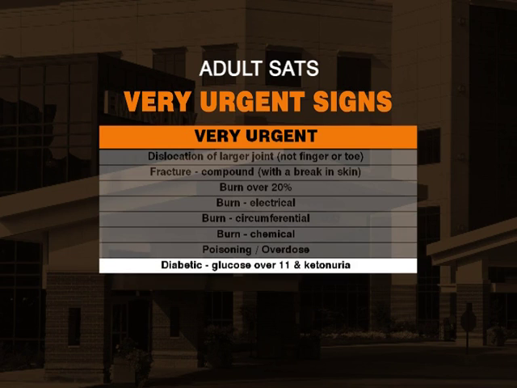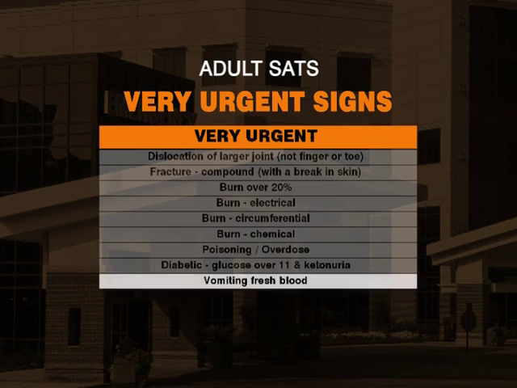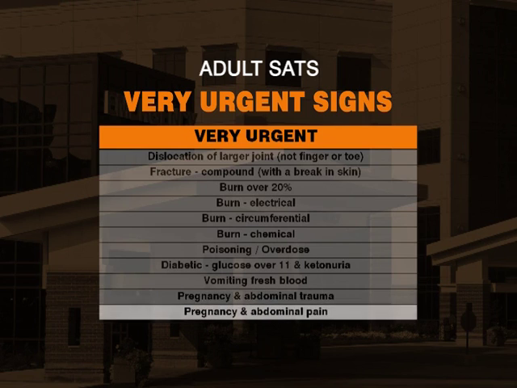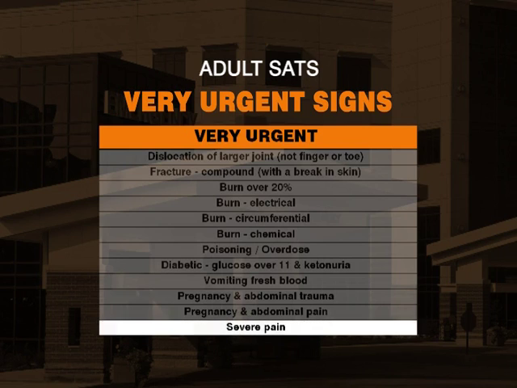Diabetic with a glucose over 11 and ketonuria. Vomiting fresh blood. Pregnancy and abdominal trauma. Pregnancy and abdominal pain, as well as severe pain.